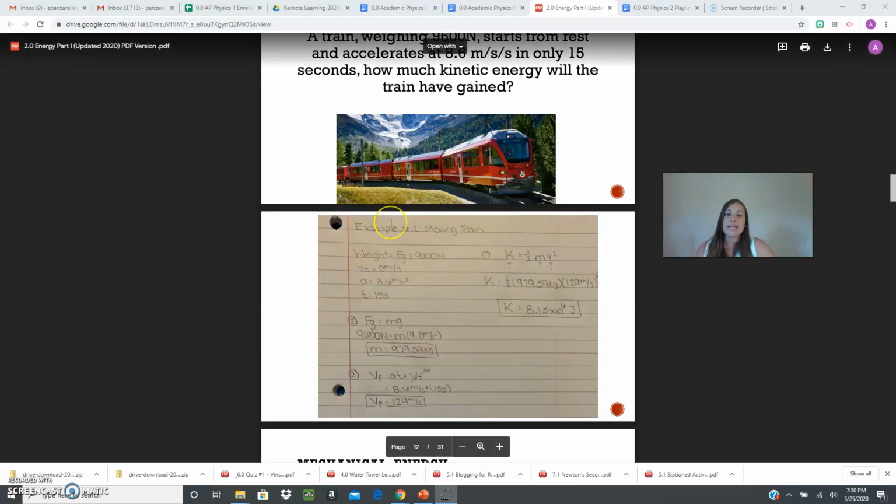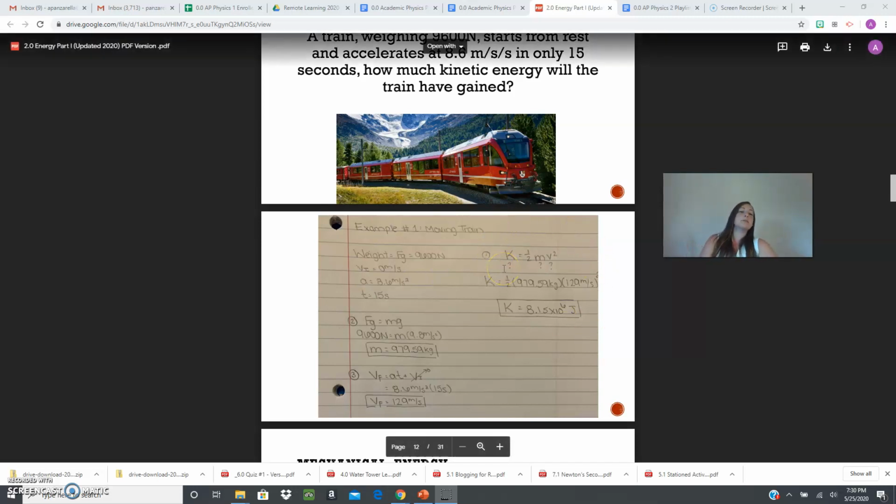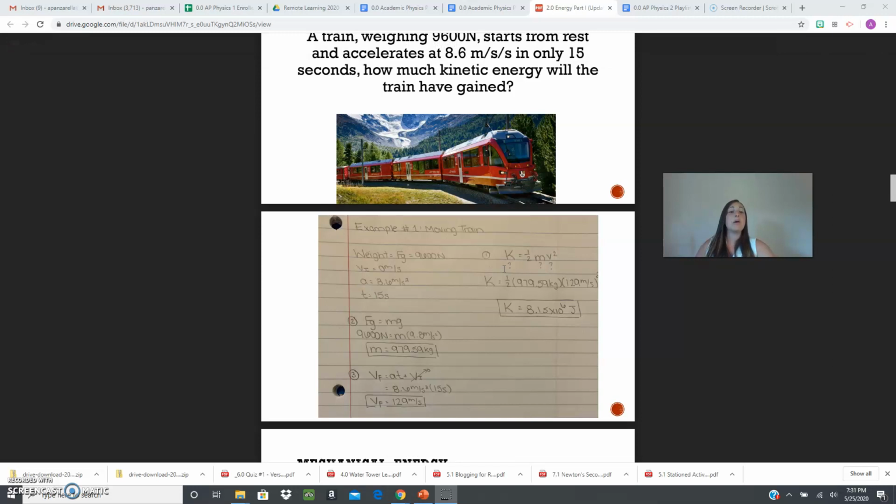Now, the train has 3 parts to it. The first part, we always start with energy. We always say, okay, well, we know that this is the energy unit. Typically, energy is line 1 of our problems. We say, all right, K is equal to 1/2 mv squared, and then we go, I have 3 unknown variables. So 3 question marks, 3-step problem.